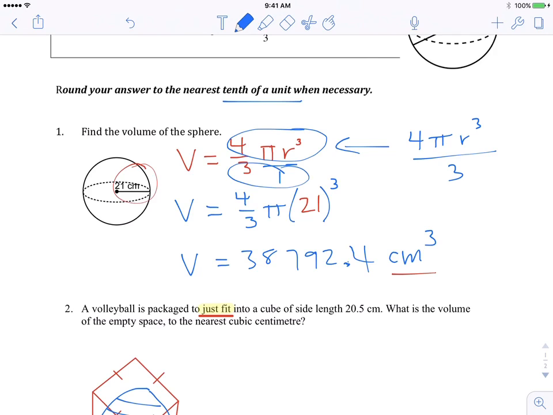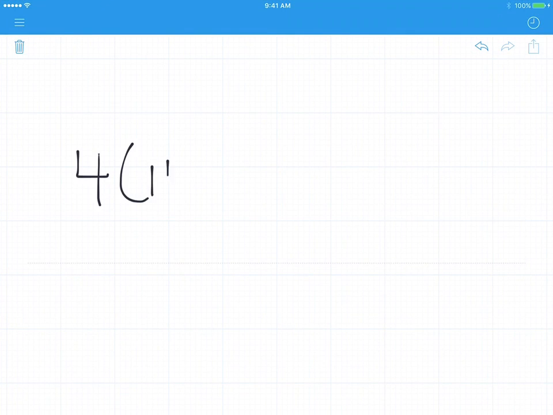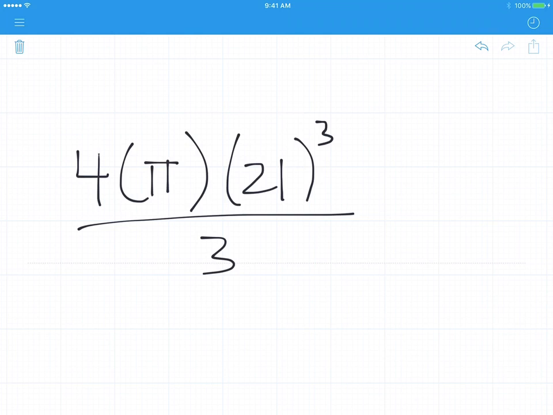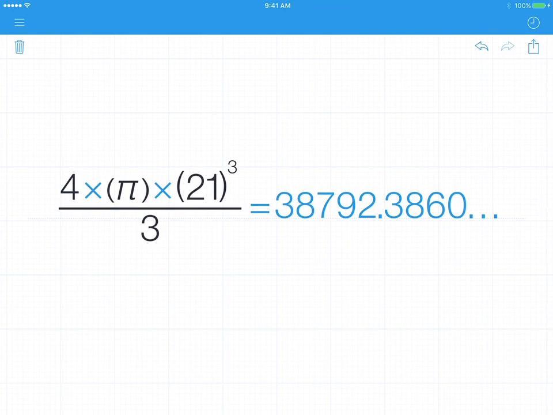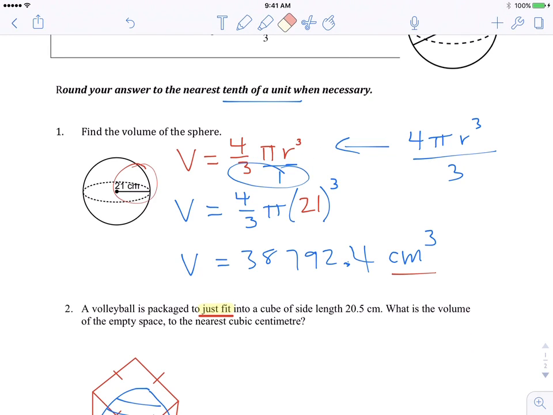So for example, we can do this. 4 times pi times 21 cubed, all divided by 3. You notice you get the exact same answer. So the formula can be written or viewed a couple of ways. I know some of you mentioned in class you like to view it this way. So if that's more comfortable for you, go ahead and you can use that.